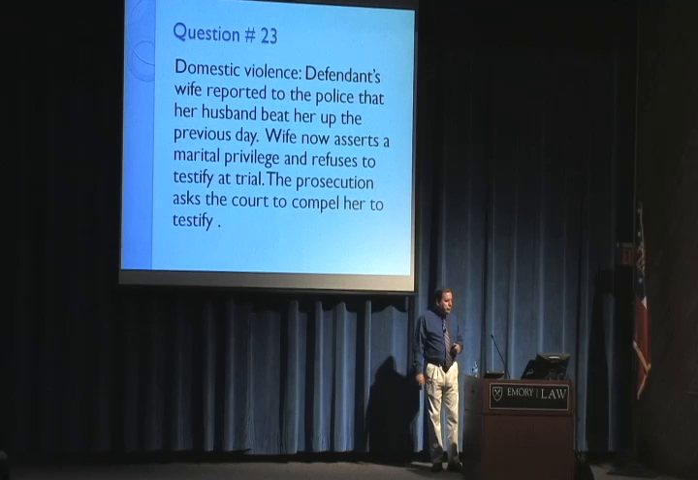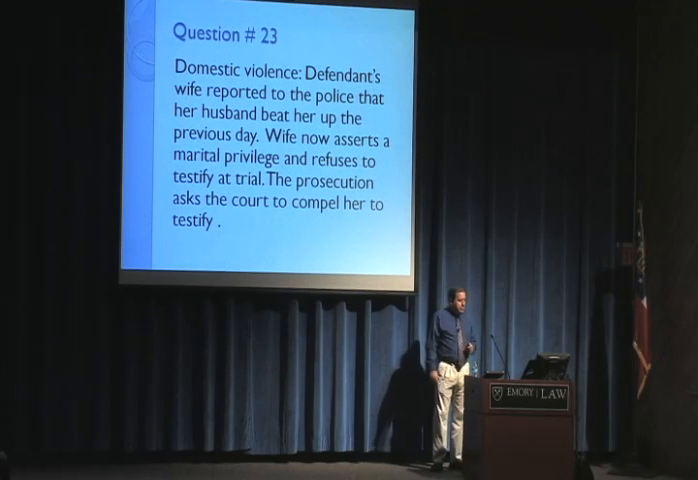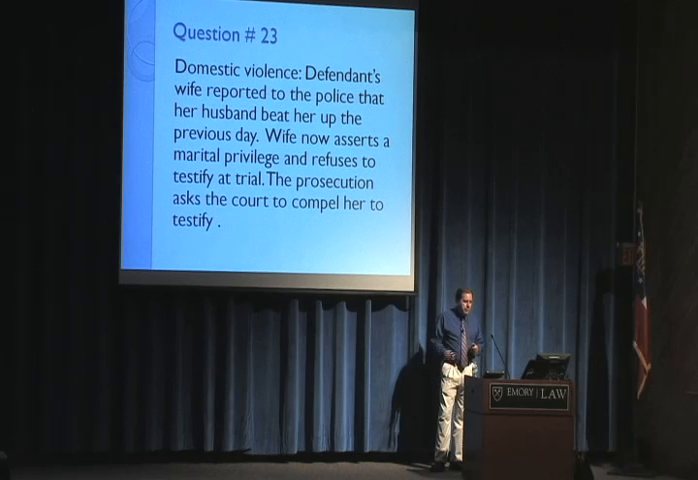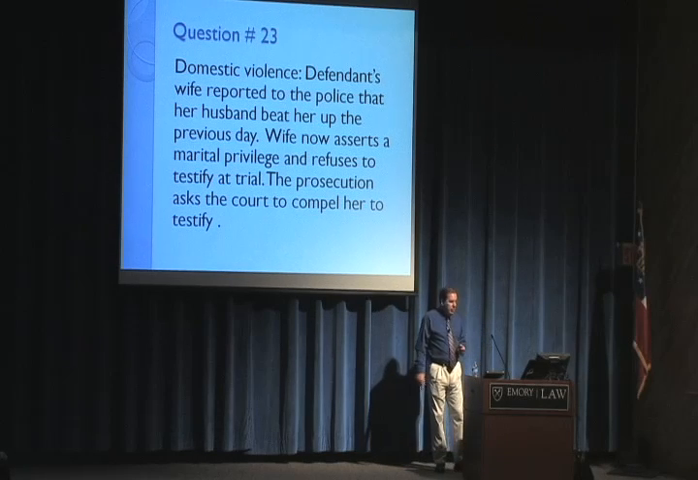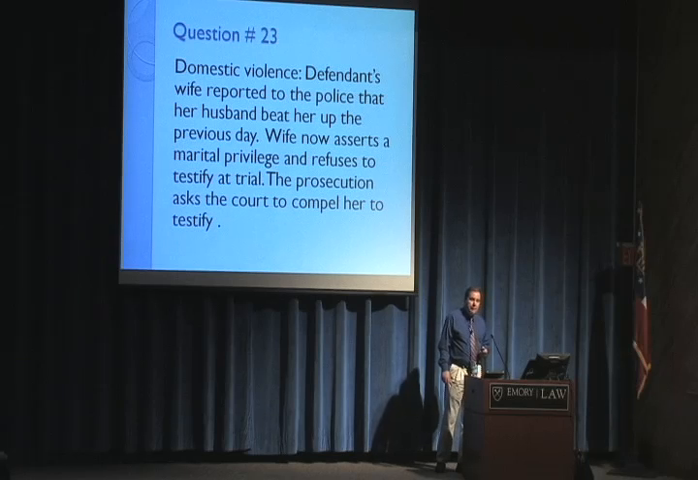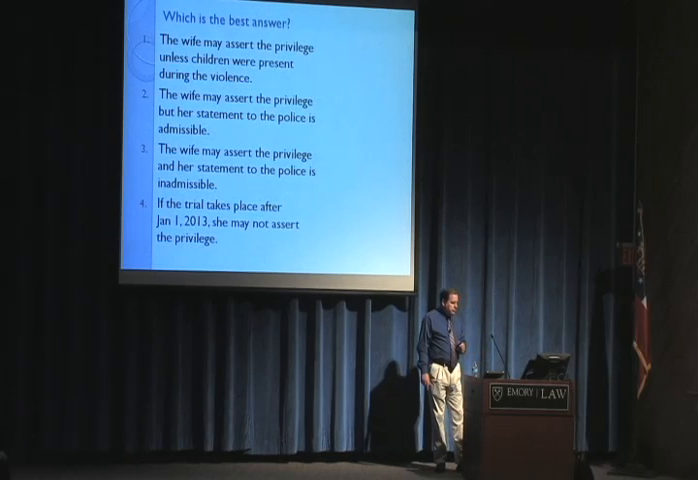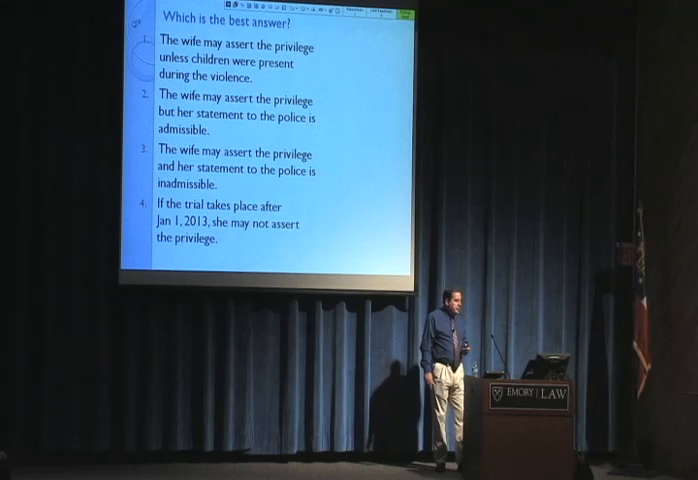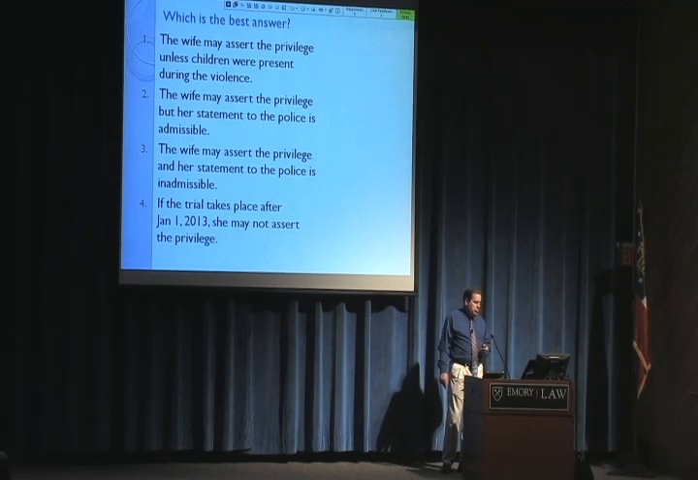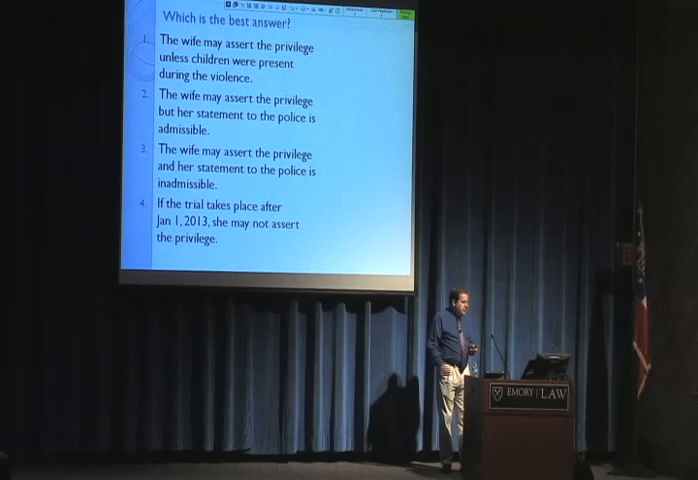Defendant's wife reported to the police that her husband beat her up the previous day. Wife now asserts a marital privilege and refuses to testify at trial. The prosecution asked the court to compel her to testify. Number one, the wife may assert the privilege unless children were present during the violence. 2, the wife may assert the privilege, but her statement to the police is admissible. 3, the wife may assert the privilege and her statement to the police is inadmissible. Or 4, if the trial takes place after January 1, 2013, she may not assert the privilege.